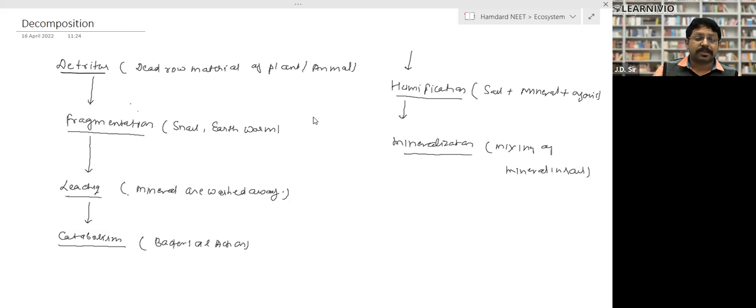Then the final step is mineralization. What happened? These minerals get mixed with the soil, and this process is called mineralization. This complete process is basically called decomposition, right? So we also call it the detritus food chain, or a detritus chain. So this is the process of decomposition. Is it clear or not? Please tell me.